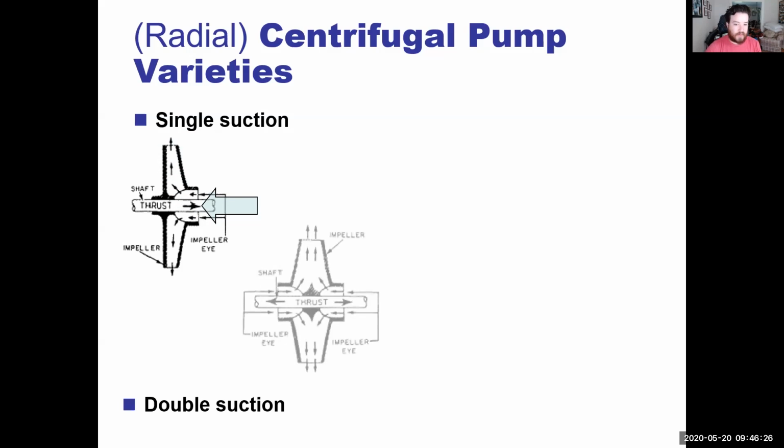Now, going through, you have single suction and you have double suction. What's happening here is you have your shaft, this is where the motor would be. This is still the impeller eye. So all the suction is going through and it's being sucked out that way. Now, a double suction is just what it sounds like. There's two eyes where you can be sucked through.